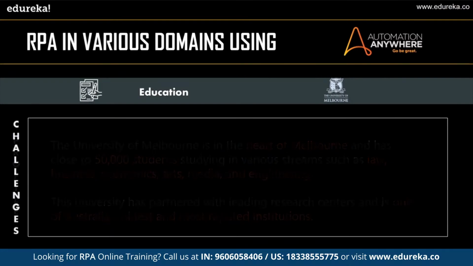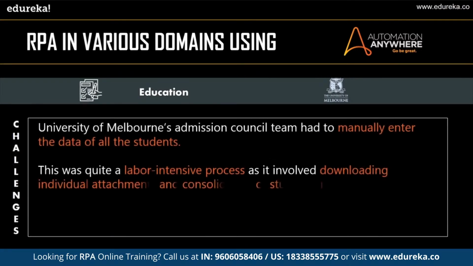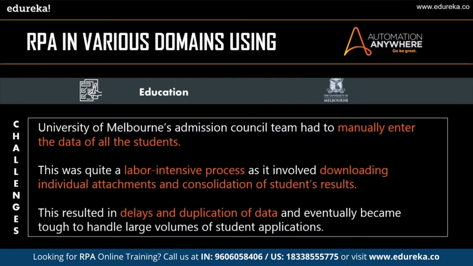Now, being one of the top institutions, the University of Melbourne's admission council team had to manually enter the data of all the students. Now, this was quite a labor-intensive process as it involved downloading individual attachments and consolidating of students' results. Due to such an intensive process, it resulted in delays and duplication of data and eventually became tough to handle large volumes of student applications.